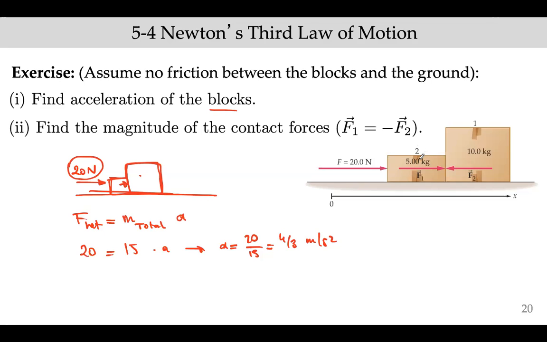So now let's focus on the second part. We can do the free body diagrams for the first block and the second block. Now we are going to isolate them. This one is the 5 kilogram one. What are the forces on this one? I'm just going to put down only the forces in the x direction, the x-axis. So there is this force, 20 newtons.